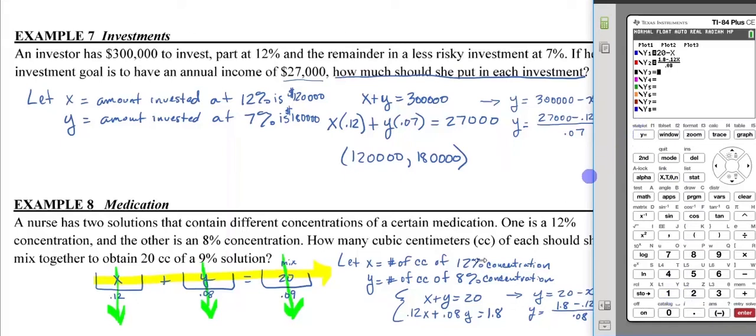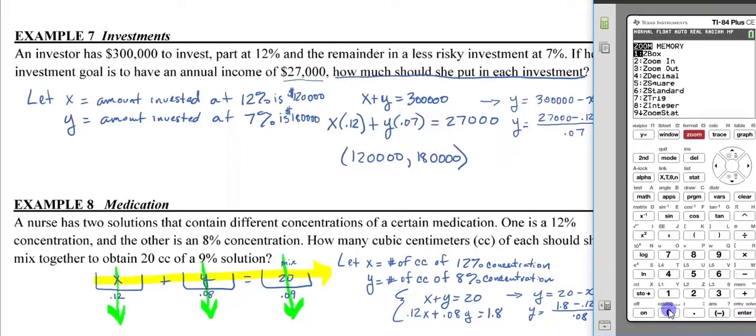All right, well, we know that we're only going to have 20 cc's of this mix when we're finished. So the amount of x should be somewhere less than 20. So that helps you be able to set where your window is. Let's go from 0, because we wouldn't have a negative amount of the 12% solution. And let's go up to 20. We can't have any more than 20 because 20 is what we want to end up with in our mix.